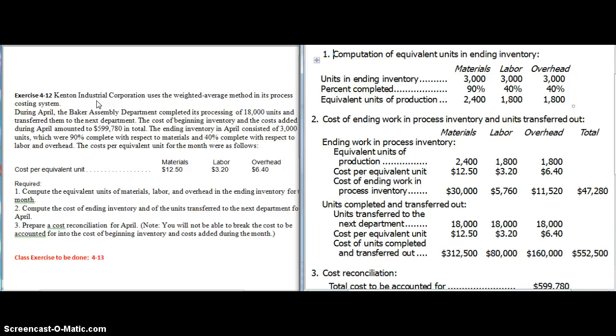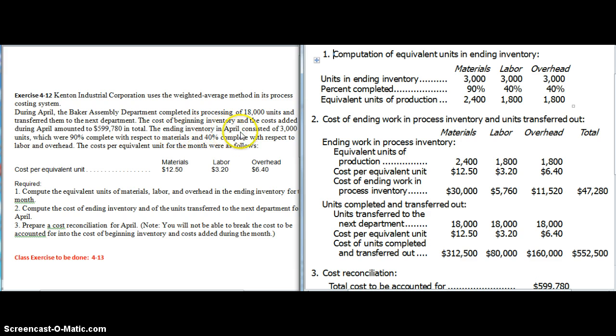Kenton Industrial Corporation uses the weighted average method in its process costing system. During April, the Baker Assembly Department completed its processing of 18,000 units and transferred them to the next department. So 18,000 units are the completed units that have been transferred. The cost of beginning inventory and the costs added during April amounted to $599,780 in total.